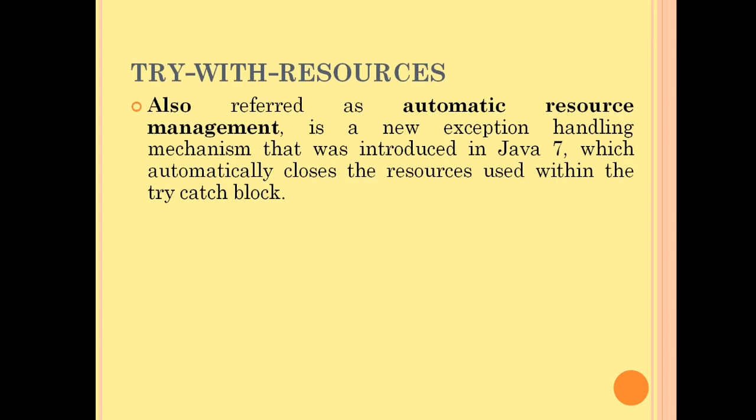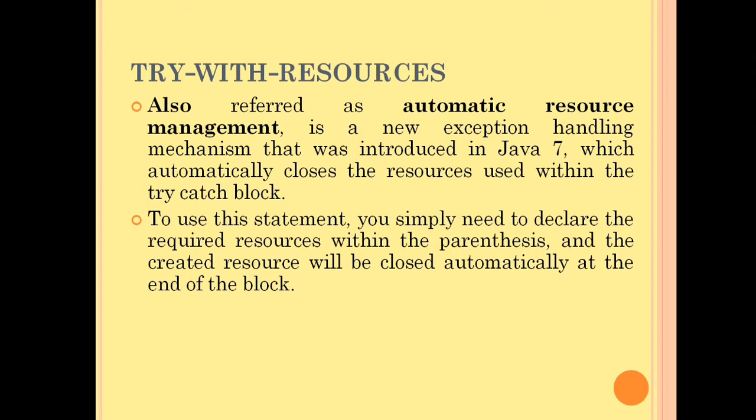There's also the try-with-resources block that came with Java 7. Also referred to as automatic resource management, it is a new exception handling mechanism that was introduced in Java 7, which automatically closes the resources used within the try catch block. So you don't need to explicitly define finally. Whatever you try to execute within your try-with-resources, if any exception occurs, it will close what you tried to open, or close the connections.